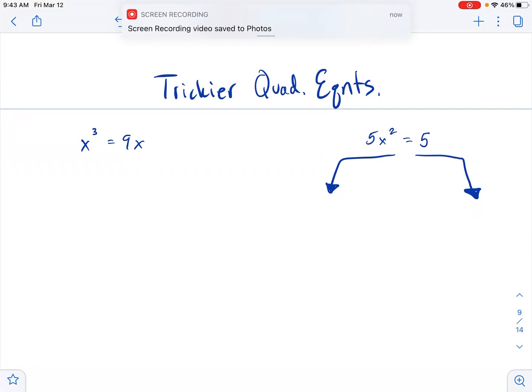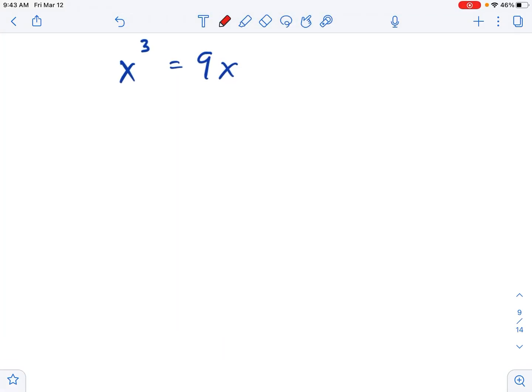Let's look at some trickier quadratic equations. You get x cubed equals 9x. It is so tempting to divide both sides by x, but don't do it. Gather everything over to one side and set it equal to 0.